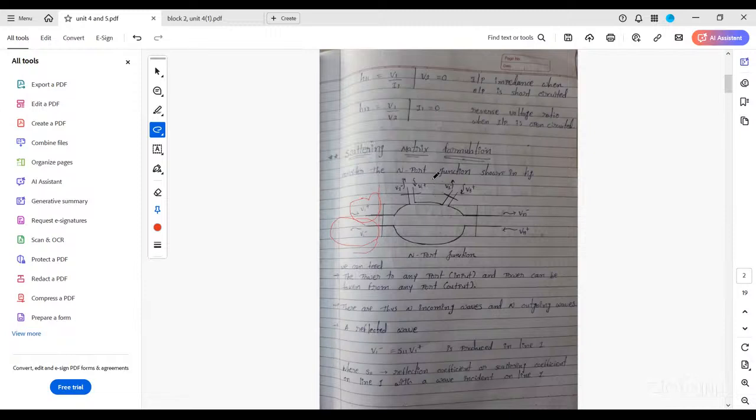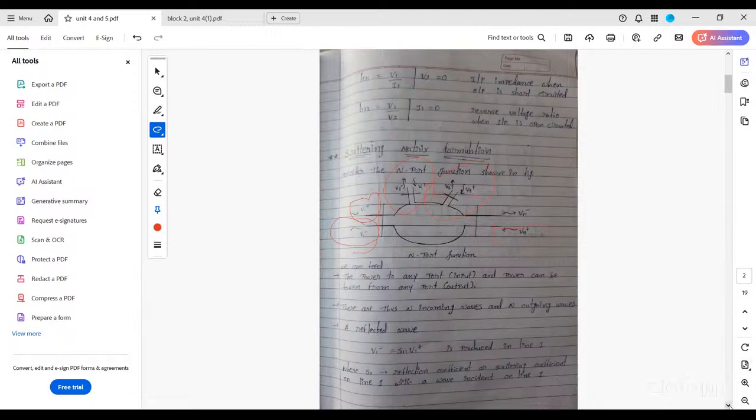Similarly, for the second port, here it is V2. V2 plus is inside, V2 minus is outside. Similarly, for the third port, V3 plus is inside, V3 minus is outward direction. Similarly, for the nth port, this is inside direction, this is outward direction. So, this diagram represents an N-port junction.